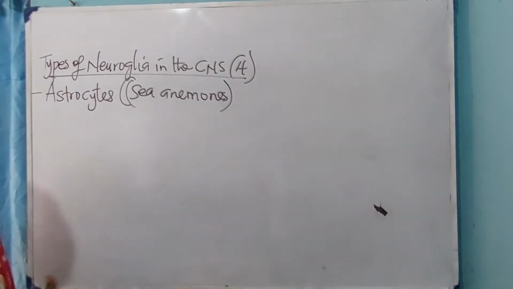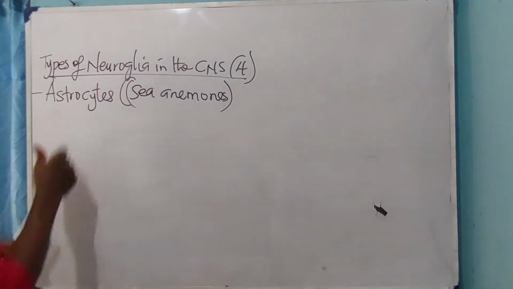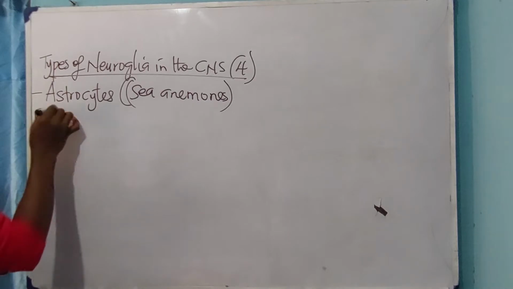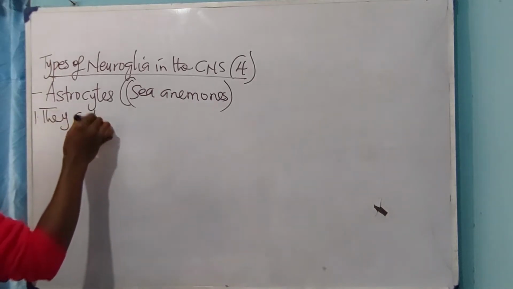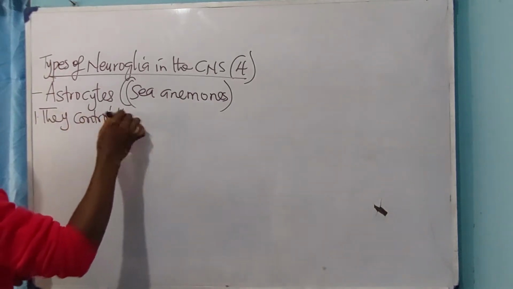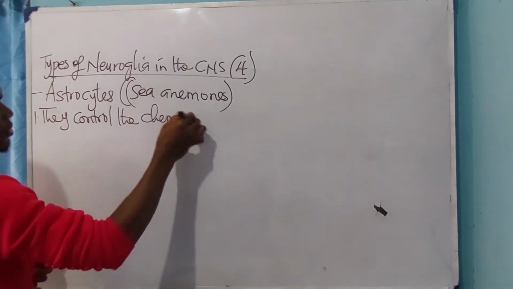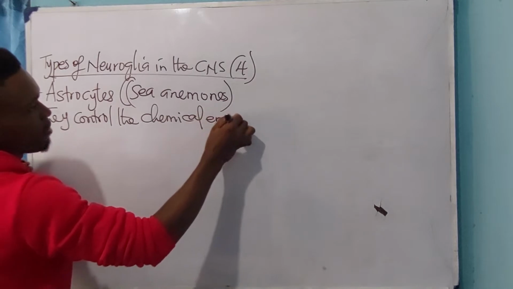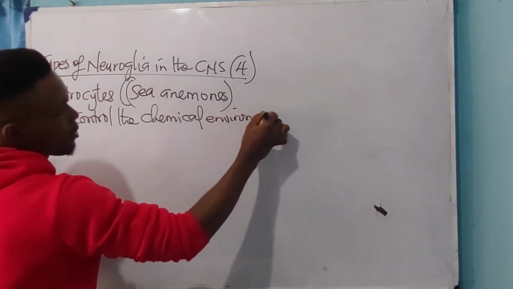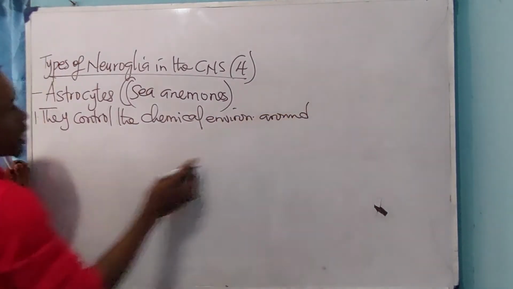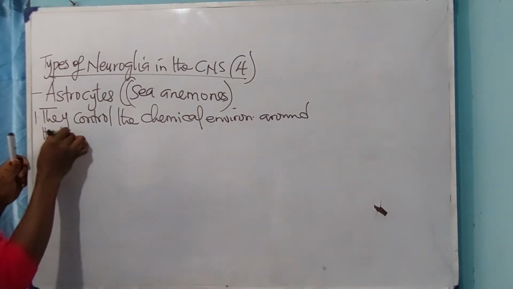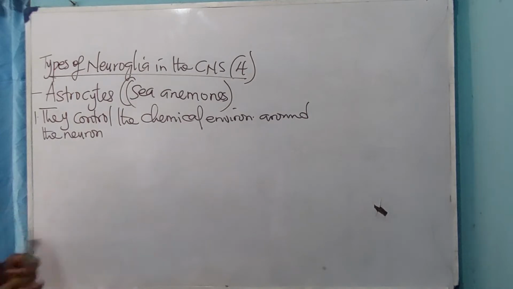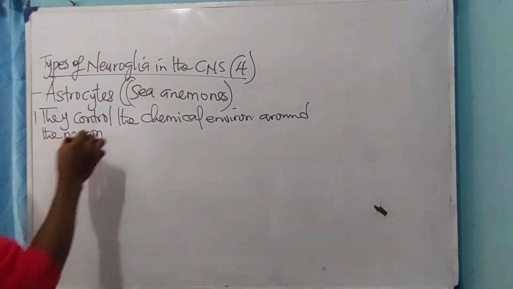Now, what are the functions of these astrocytes? One, they control the chemical environment around the neuron.